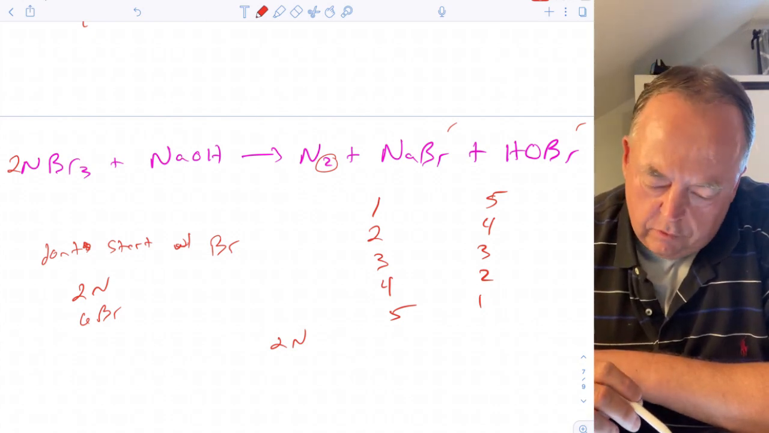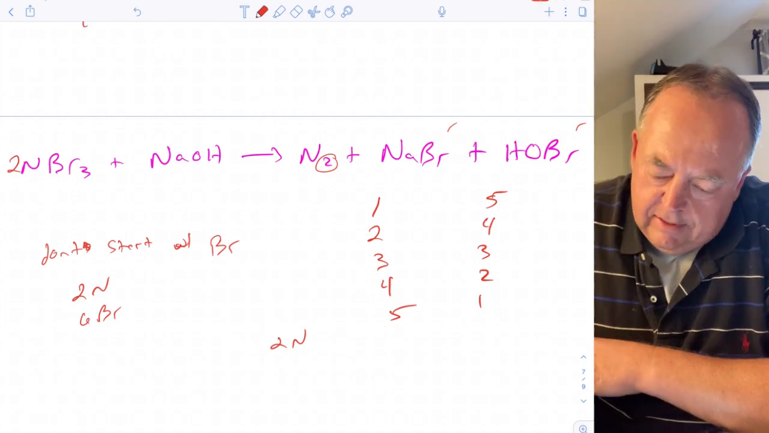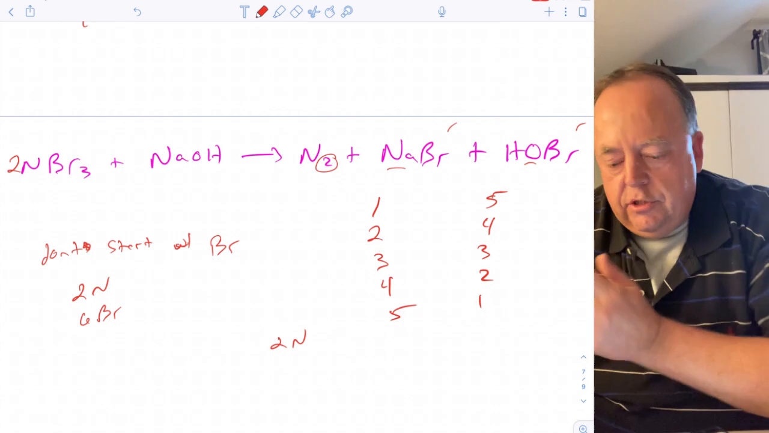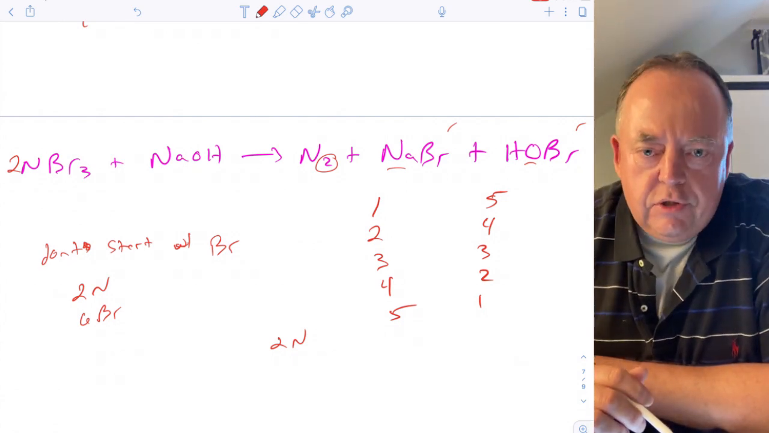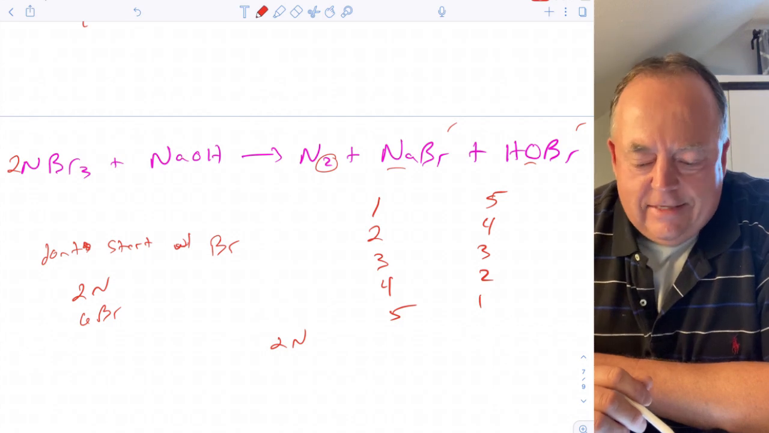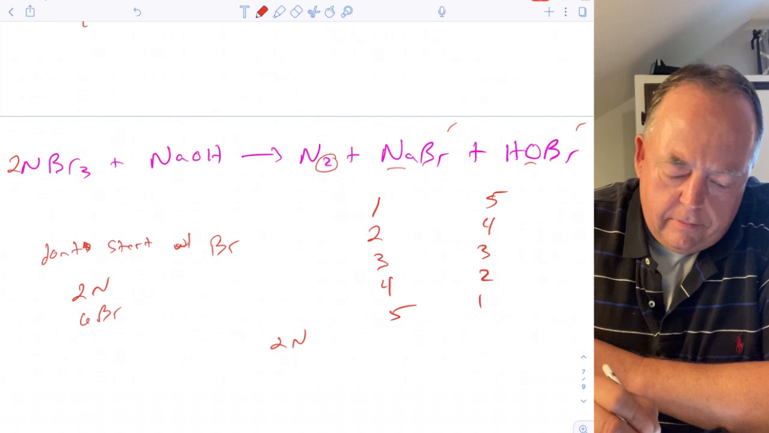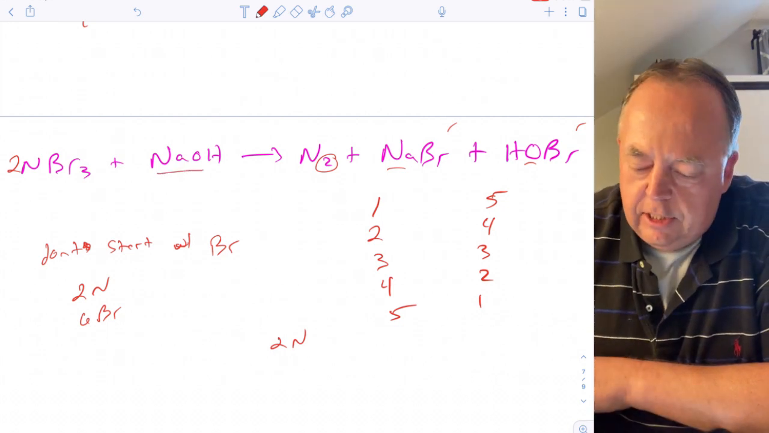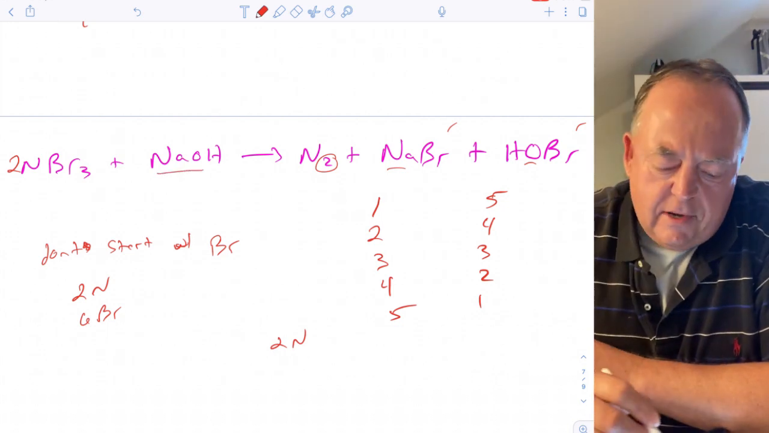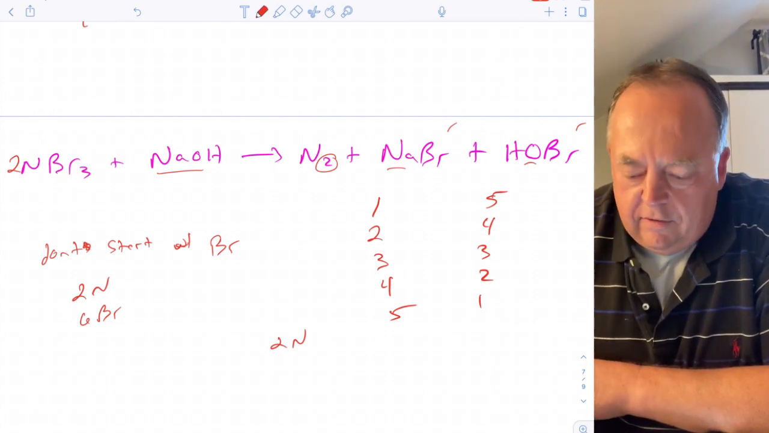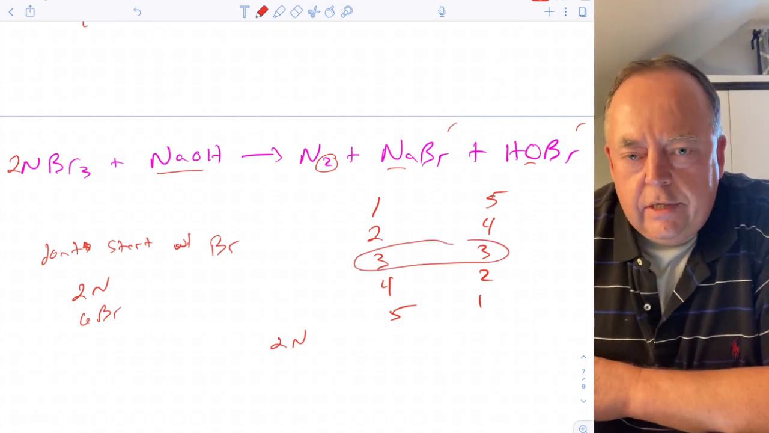Let's see. So how are we going to fix this? The way that I usually solve things is trial and error. I just start trying stuff until it works. So if you do 1 and 5, the problem is sodium and oxygen are in different molecules on the right, but they're in the same molecule on the left. So that means we can't do 1 and 5, right? That's going to make us do 3 and 3.